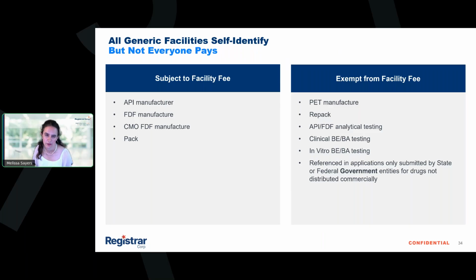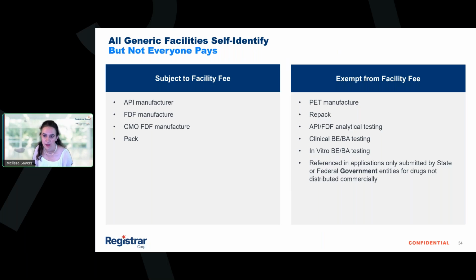Self-identification does not in and of itself trigger a liability to pay GDUFA facility fees. Most facilities that self-identify are required to pay an annual user fee. Other sites and organizations must self-identify but are not required to pay the annual facility user fee.